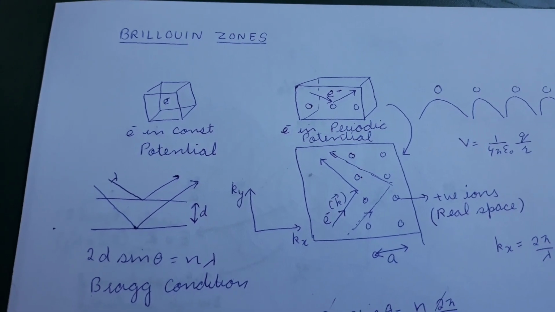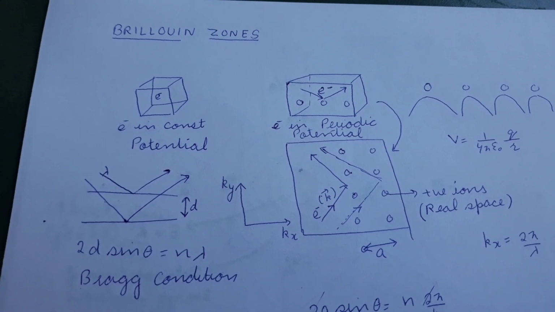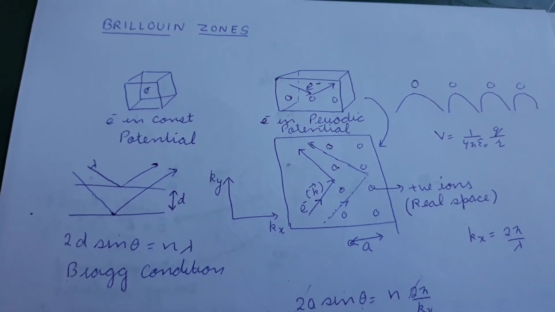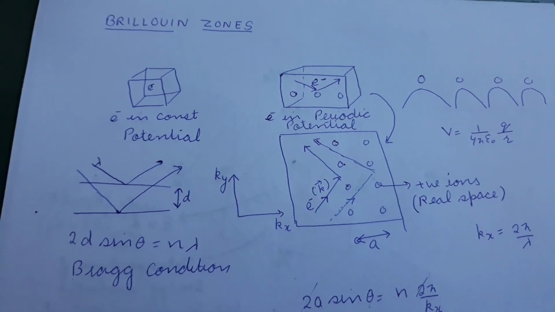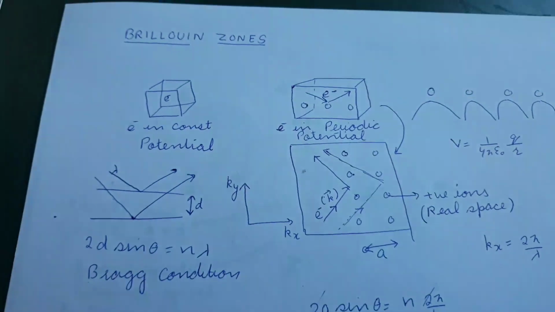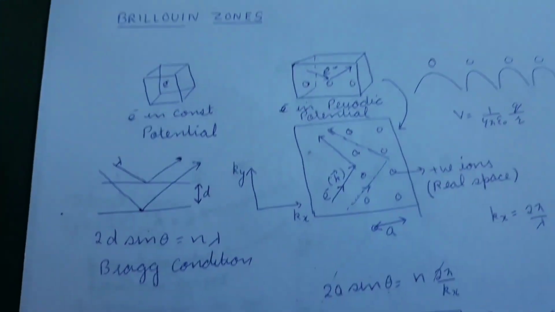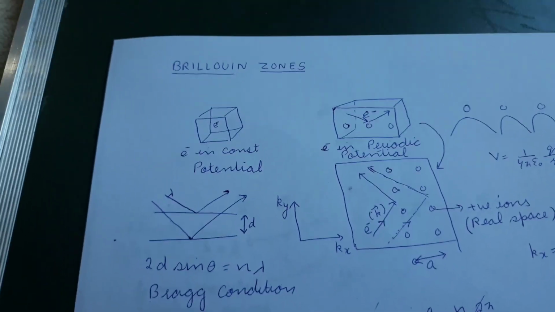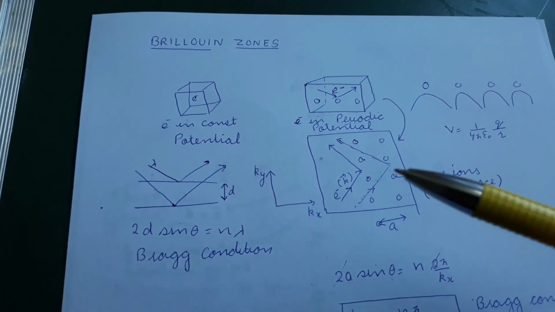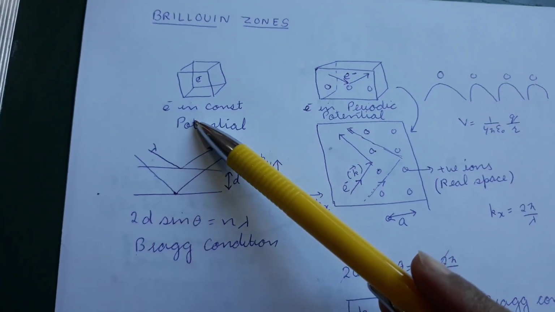Today we are going to study about Brillouin zones. So first of all, what are Brillouin zones? If an electron is moving in a constant potential, then it will move freely in a particular structure.